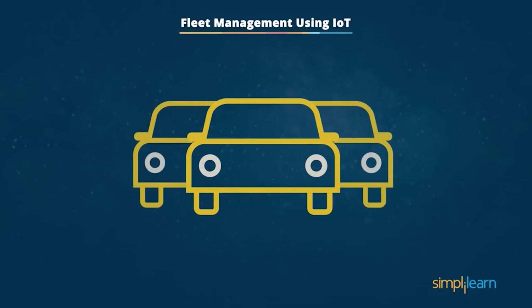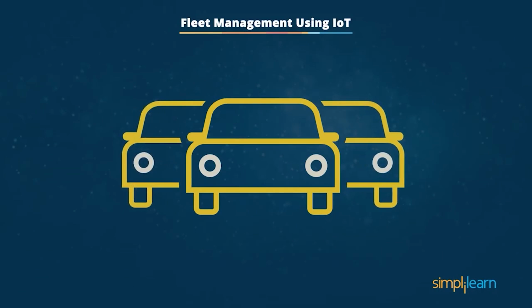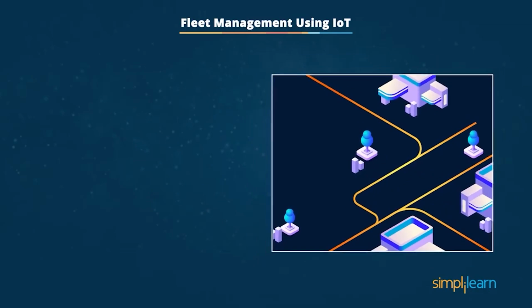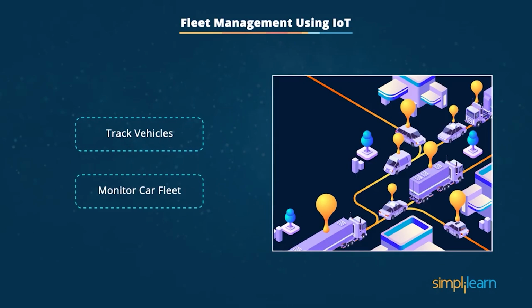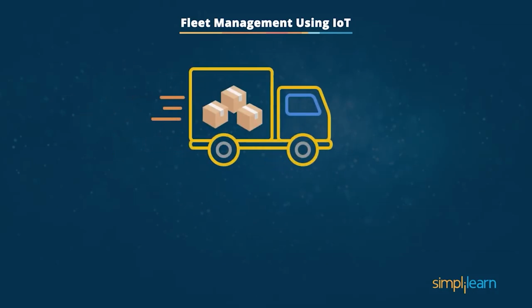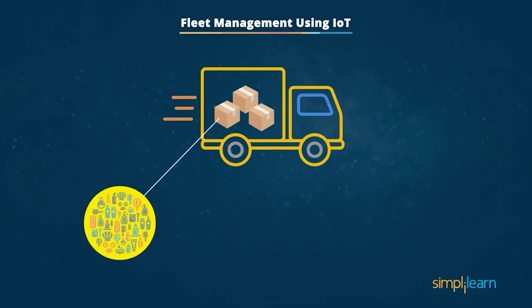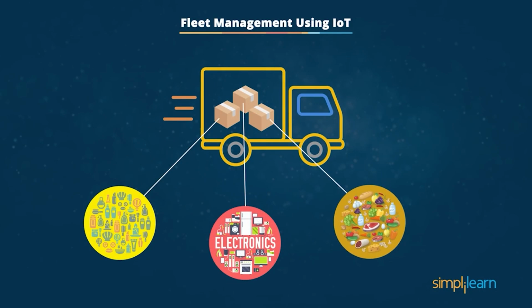Fleet management is a classic example of IoT in application. In this domain, IoT is mainly used to track vehicles from one point to another. Using IoT technology, the entire fleet can be monitored with the support of RFID chips embedded within every car in the fleet. The same RFID can also be used to track products such as consumer goods, electronics, and food items.